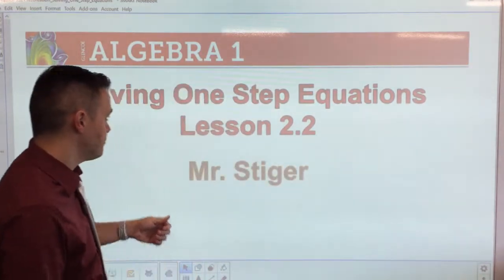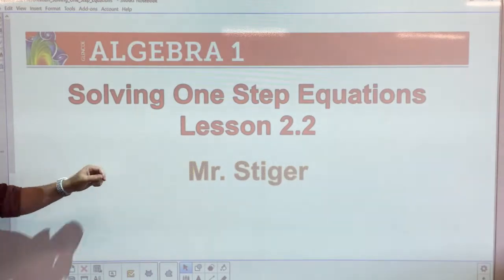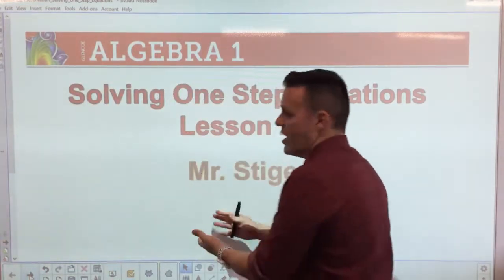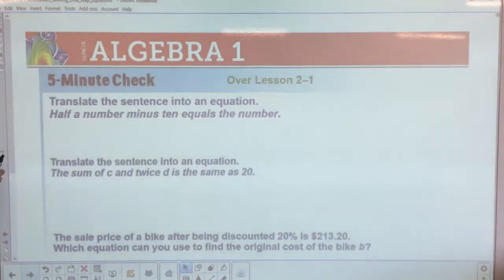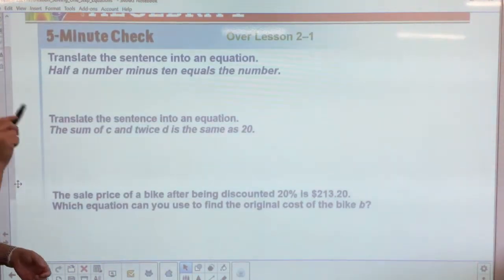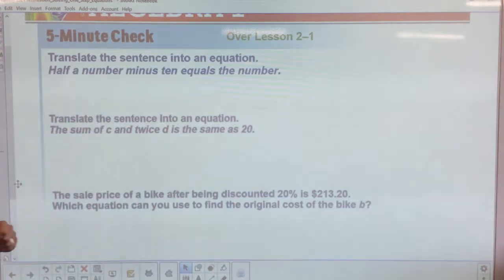Let's get started. We're on lesson 2.2 now, solving one-step equations. And of course, I am Mr. Stiger. So, ladies and gentlemen, please get the bell workout. We're going to do it again in the upper left-hand corner. Please put lesson 2.2. Pause the screen, please, and answer these questions.